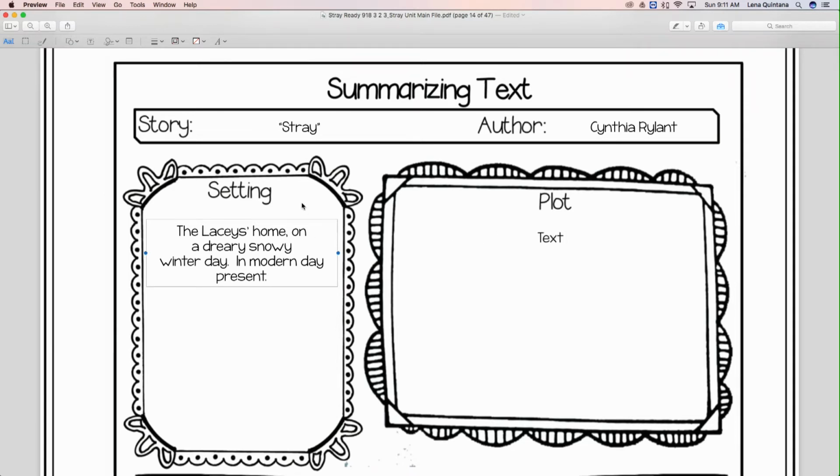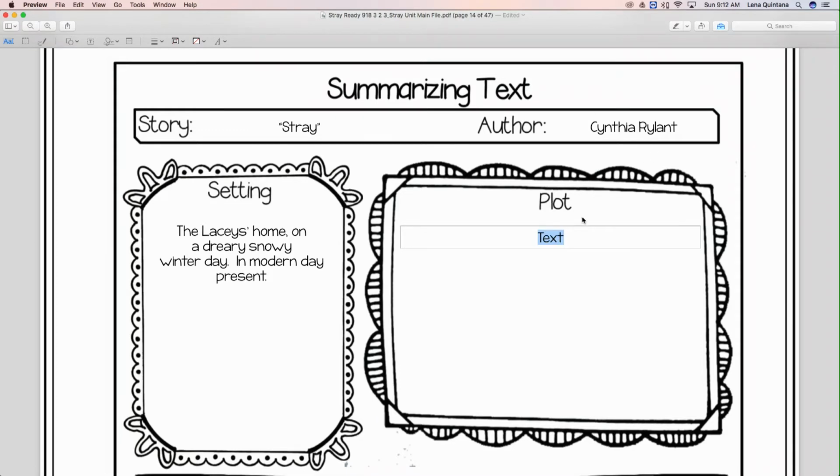Okay, so that's the setting. It's happening at their home. It was happening on a dreary, snowy winter day. That's when she found the pup, right? And it did take place over maybe just a couple of days, but it definitely was happening in the present time. All right, the plot. So there were lots of instances in the plot that helped the story move along.